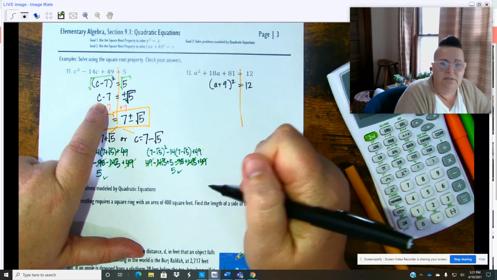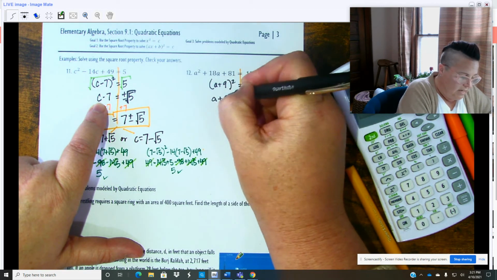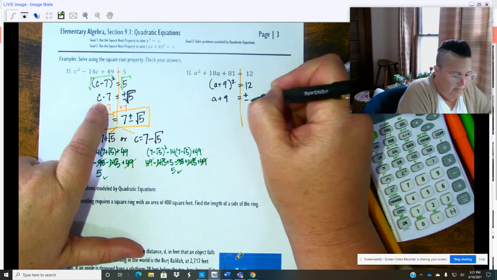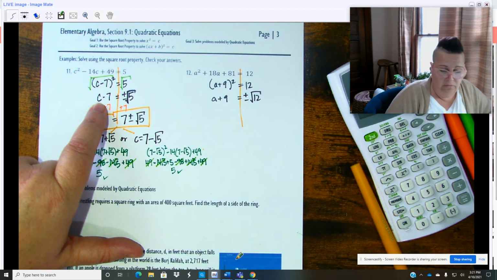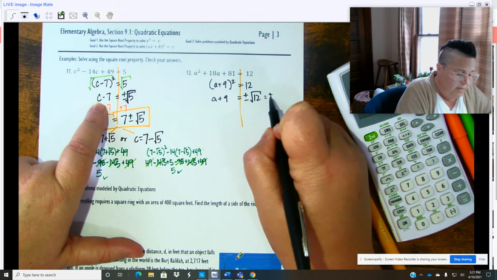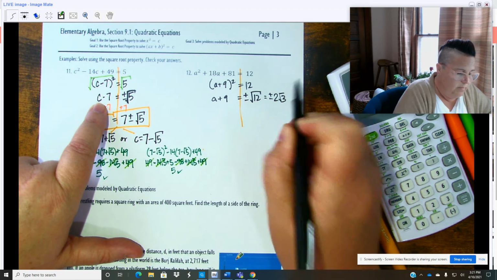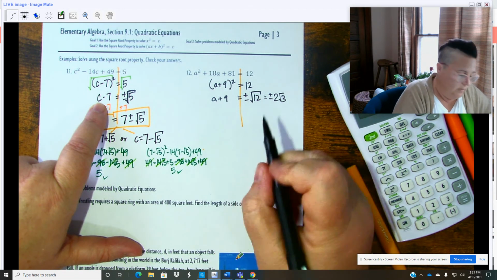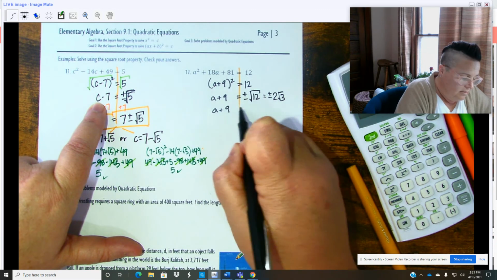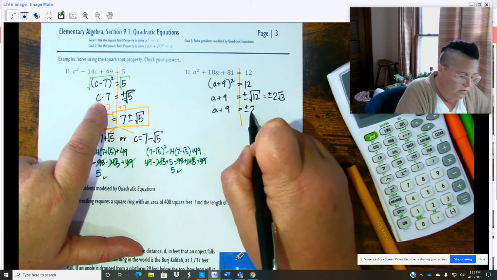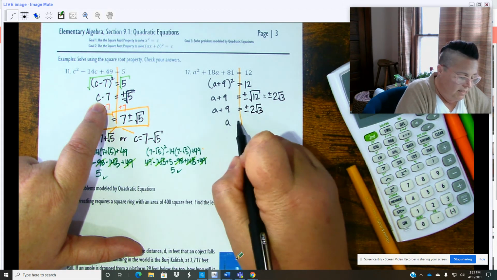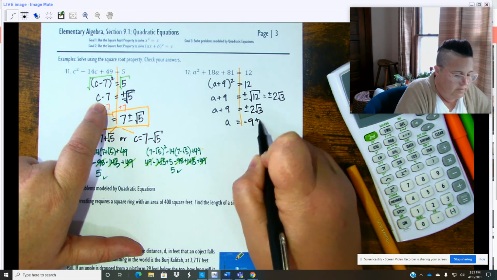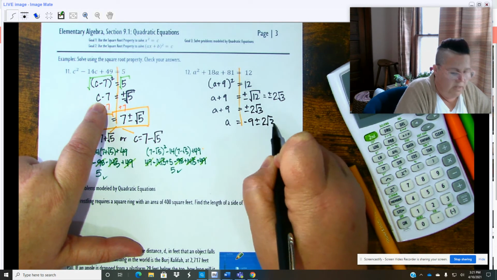Taking the square root of both sides, I get a plus 9 is equal to plus or minus the square root of 12. Now, the square root of 12 is 2 times 2 times 3. So this is plus or minus 2 square roots of 3 because we do want to simplify it. So a plus 9 is equal to plus or minus 2 square roots of 3. I want to subtract 9 from both sides. a would be negative 9 plus or minus 2 square root of 3.